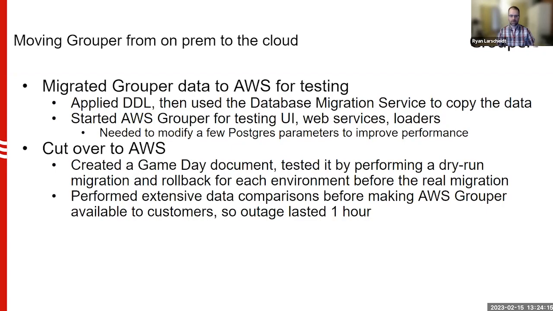We did identify a few things that needed to be modified. If anybody's curious, I can go into more details at another time, but we had to set the random page cost to 1.1, which is recommended by Postgres for SSDs. I think it defaulted to 4, which is more appropriate for spinning disks.